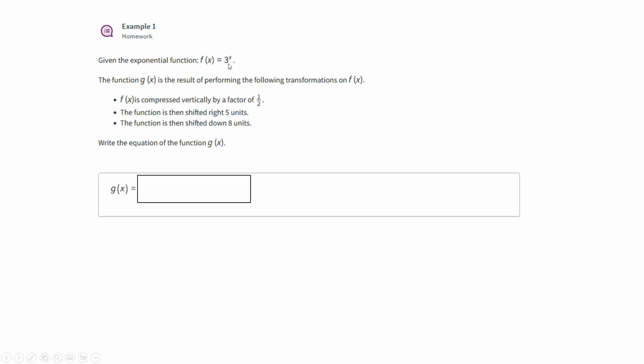So it's going to be something that has a 3 to some power of x in it, but there might be other numbers being multiplied, added, subtracted, divided in different places, and we'll have to account for those as we do it. For the time being, though, I'm going to define g of x as being a transformation of f of x. So we'll start with f of x here. And we have the two vertical transformations, which are things we have dealt with before. Compressed vertically by a factor of 1/2 means it's going to be multiplied by 1/2. That means the function itself, or the y values, if you will. The function is then shifted down 8 units, means that you're going to subtract 8 from those y values.